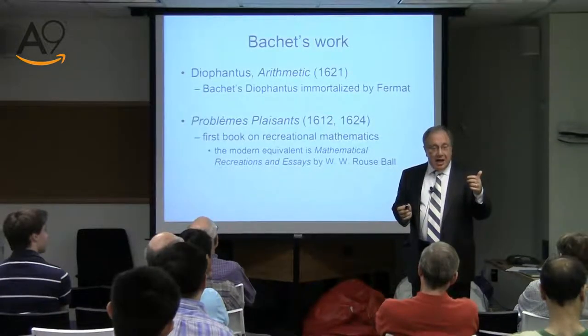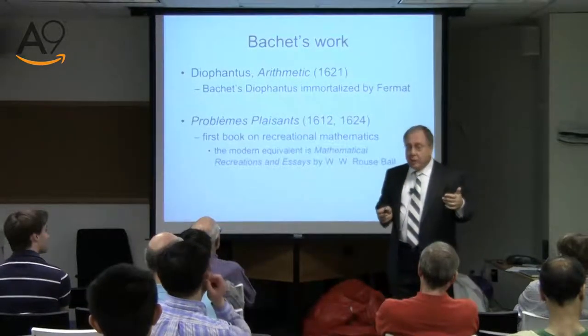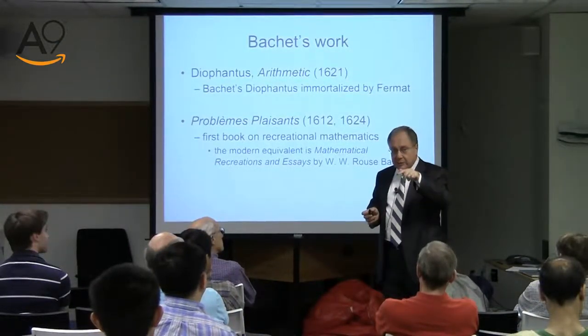For example, one of the things which was introduced by Bachet in this book is this algorithm for magic squares. You know magic squares? So, again, Knuth is a great modern specialist on magic squares.